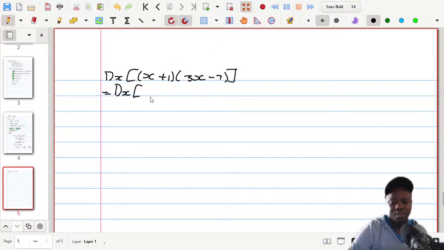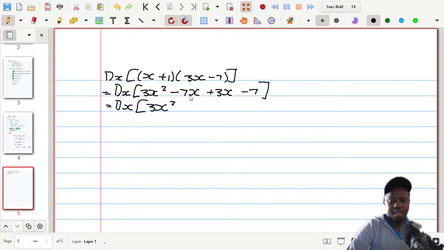So x times 3x gives you 3x squared. x times minus 7 is minus 7x. 1 times 3x is positive 3x. 1 times negative 7 is negative 7. If you simplify this, you get 3x squared, minus 7x plus 3x gives us minus 4x, minus 7.